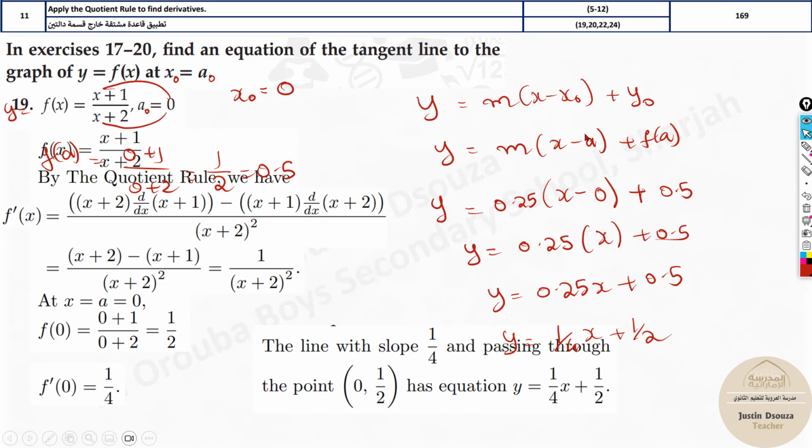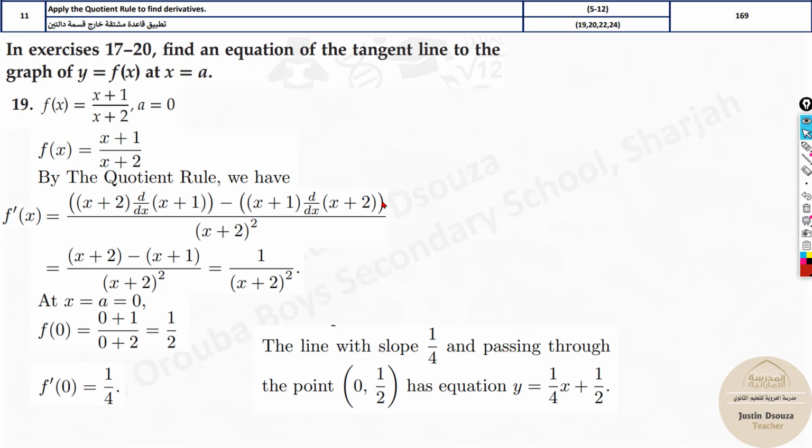Remember how to get the a value. It will be given. Any formula you can use, and this f of a or y naught is just substituting the given x value or a value into the given function and then finding the y value. And then only the slope of the tangent line is by dy by dx. Calculate it again. So this is how we solve this problem.